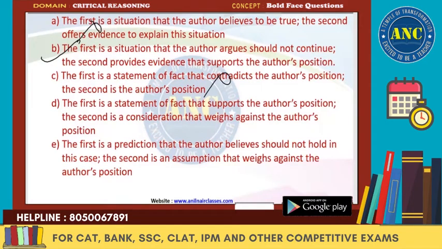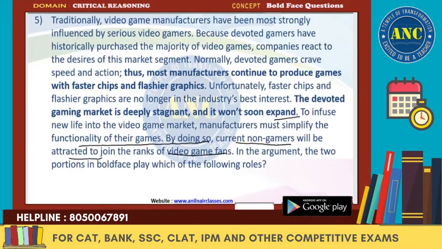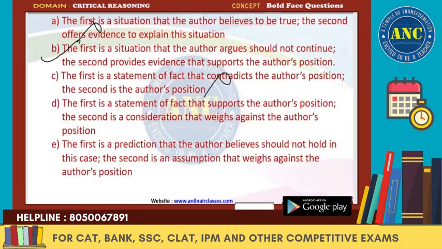Last one. The first is a prediction that the author believes should not hold in this case. The second is an assumption that weighs against the author's position. What have we learned? We've learned that the first one is not a prediction. Rather, it is a statement of fact that the author believes should not hold in this case. And the second also is not an assumption. Also, it does not weigh against the author's position. Instead, it's a premise that provides evidence in support of the author's position.